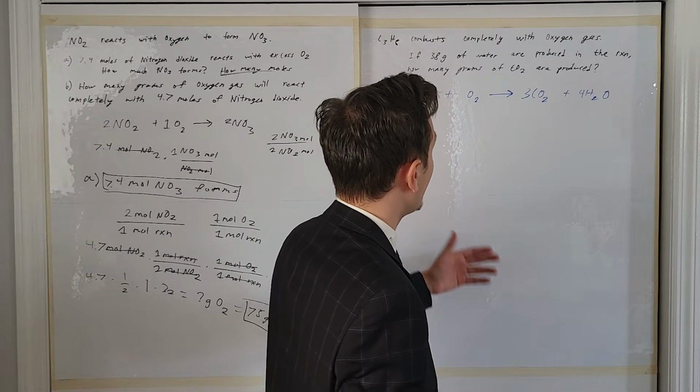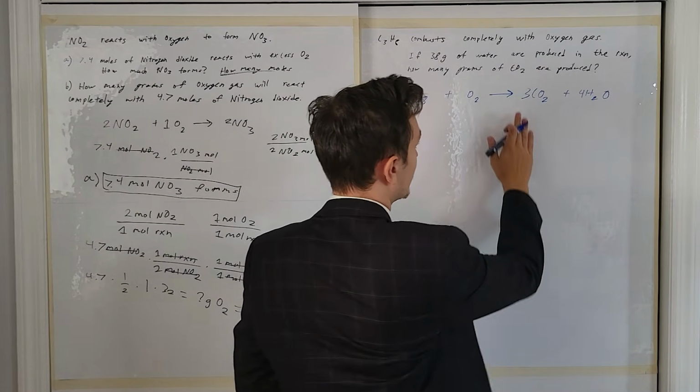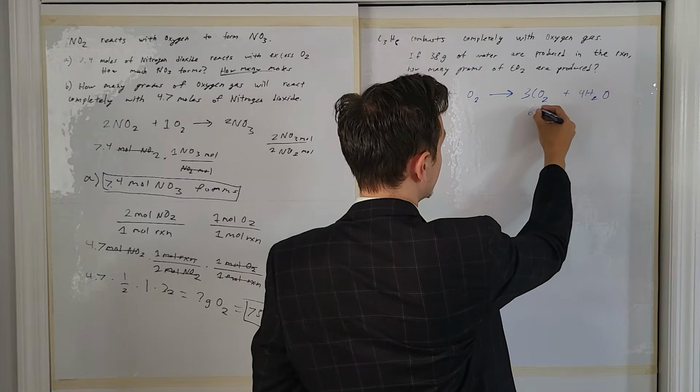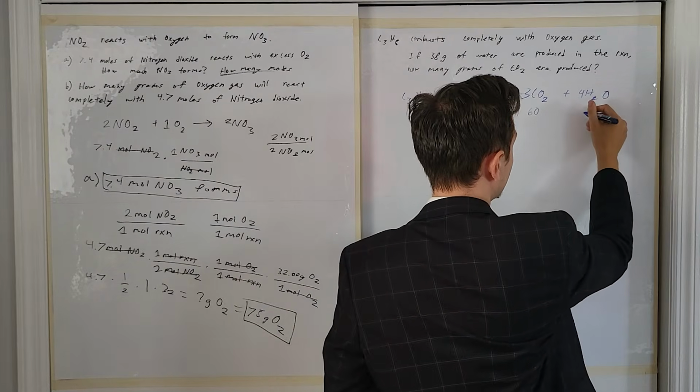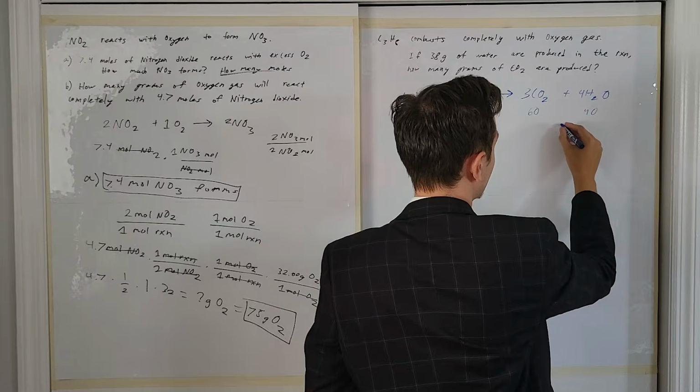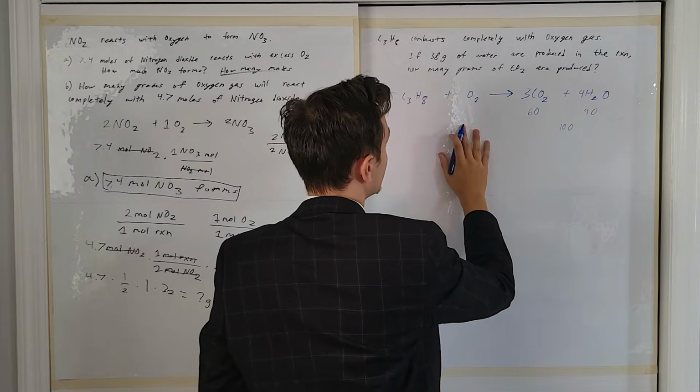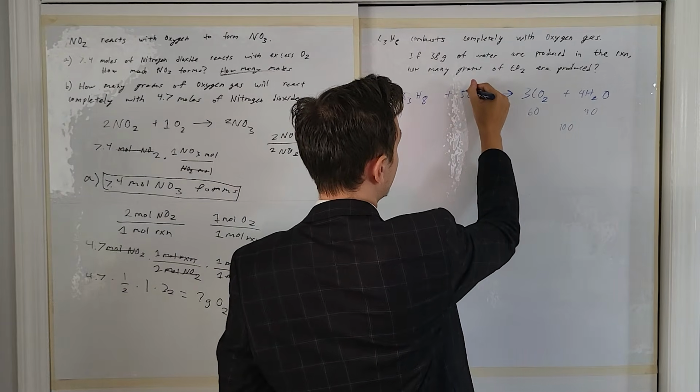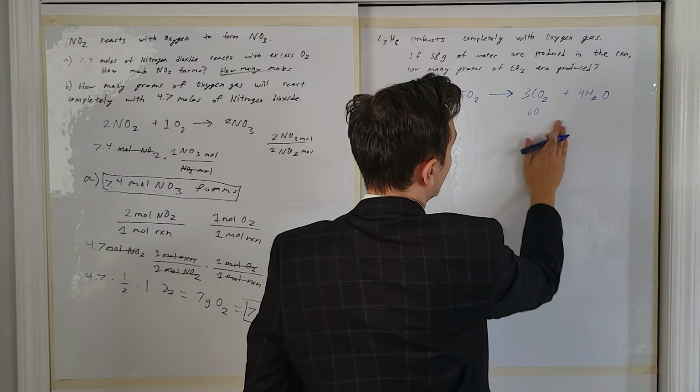Let's see if my oxygen agrees now. Okay, so I have 3 O2, which means I have 6 oxygens here, and I have 4 O, which means I have 4 oxygens here. So I have 10 oxygens on this side. So I can just multiply this O2 by 5. And let me double check everything.